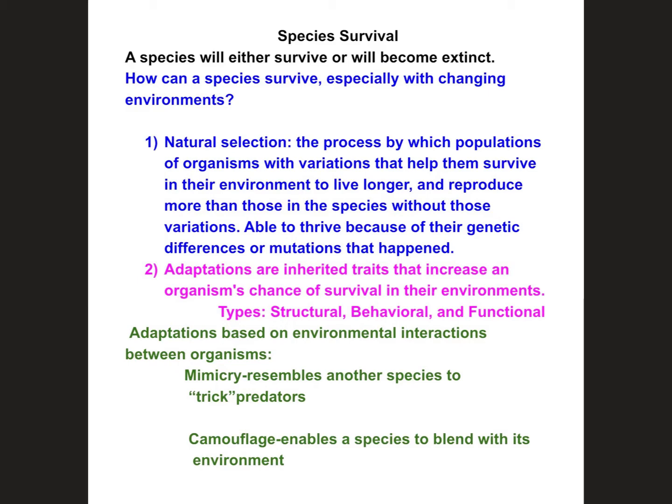So natural selection is the process by which populations of organisms with variations, and these variations are inherited. They're differences or mutations in their DNA. And these variations can either help them survive their environment or make it worse for them. So nature actually selects which variations a species will use in order to adapt to its ever-changing environment.